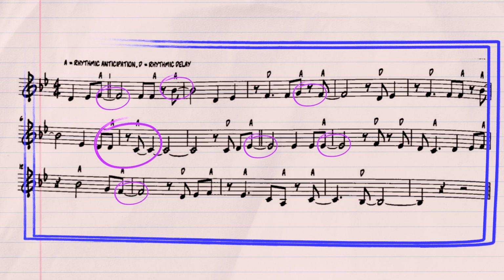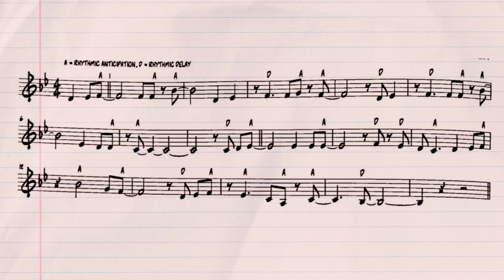Many anticipations cross the bar line. Some notes remain unaltered to preserve rhythmic grounding. Not every note should be shifted. Downbeat references help maintain clarity and groove.